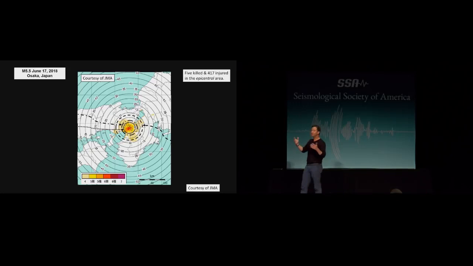And then if you add 5 seconds to respond, suddenly you have a blind zone that's the size of the shaken area. So this is a challenge, particularly for small earthquakes and deadly earthquakes like this.